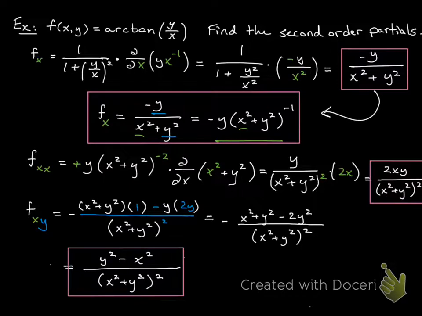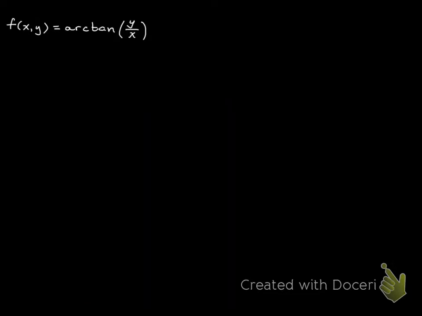Okay, I'm going to go through and find the first partial with respect to y, and then find the second order partials that involve y. So these two here are the first two second order partials. I need two more. So here's my function. Find the first partial with respect to y.